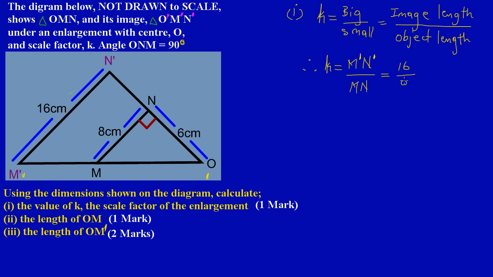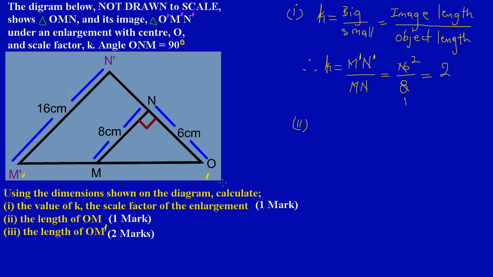16 over 8. So my scale factor, 8 into itself goes once, 8 into 16 goes 2 times. So my scale factor is equal to 2. Now here, that's part 1. So let's look at part 2 quickly. This is part 2 now. Here they're asking us to find the length of OM.